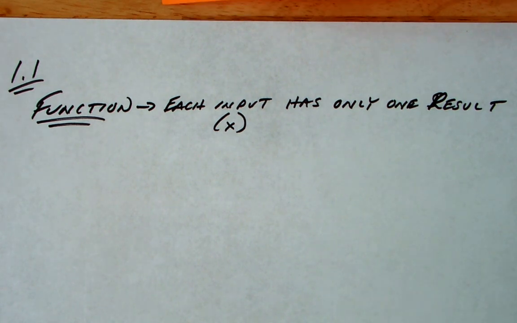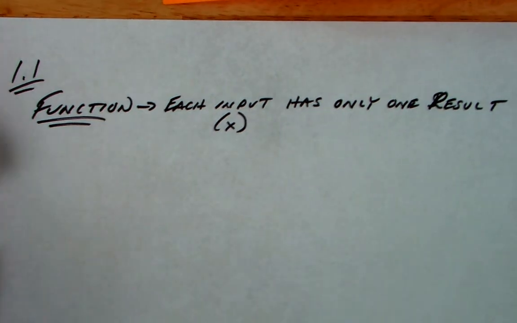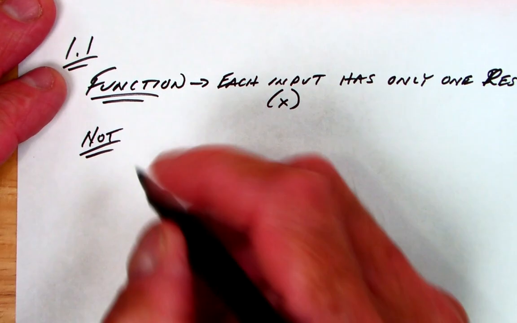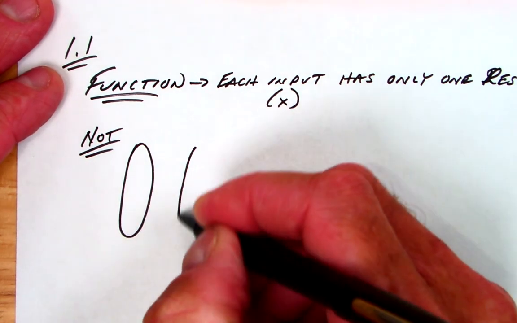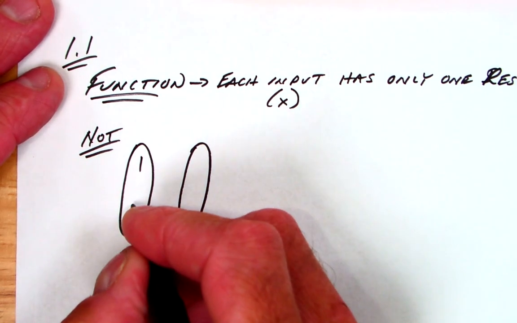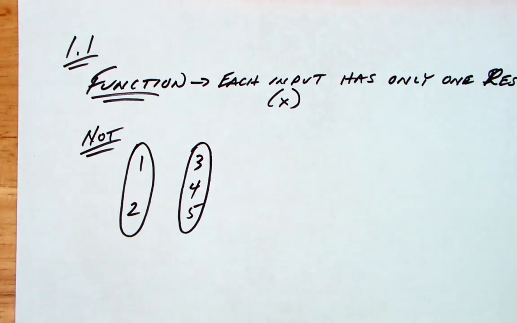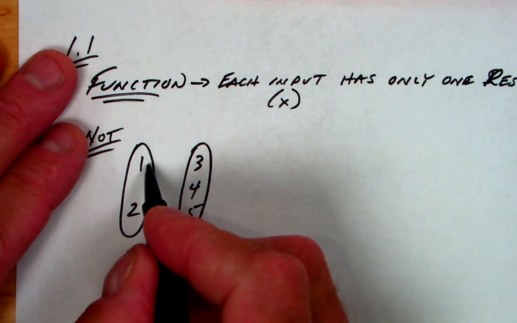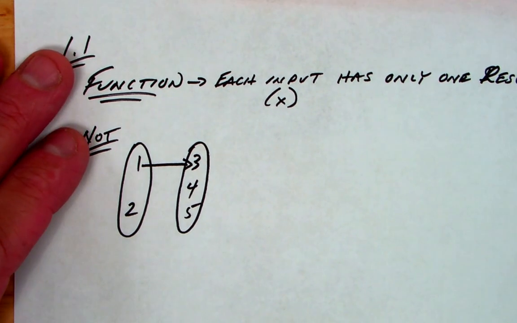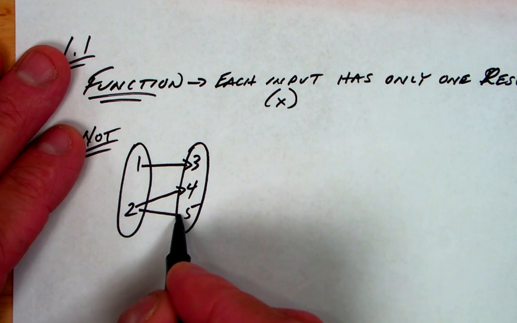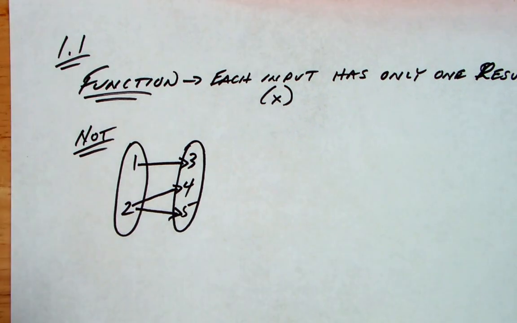You'll notice that, well, actually, let me show you something that is not a function. We're gonna do several different visual ways to look at this. So this one is not a function. We'll just do a mapping diagram. 1, 2, 3, 4, 5. Okay. If I plug in 1, I get out 3. If I plug in 2, I get out 4. If I plug in 2, I get out 5. It's not a function.